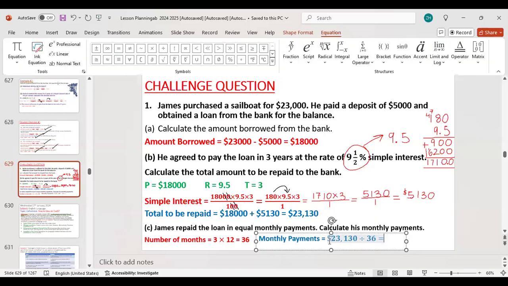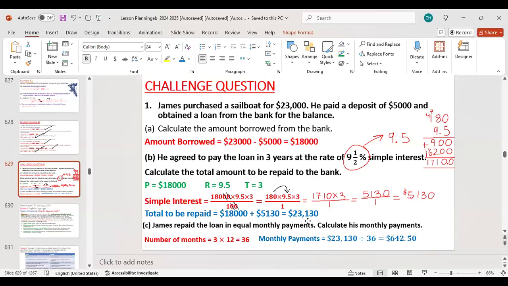All right. So we're going to divide, right? 23,130 divided by 36. What y'all got? I got $642.50 per month. I got that too. $642.50. So all we have to do is divide 23,130 by 36. Once we divide them, we get $642.50. And that's how we get this particular question. Okay. All right, so that's this one.